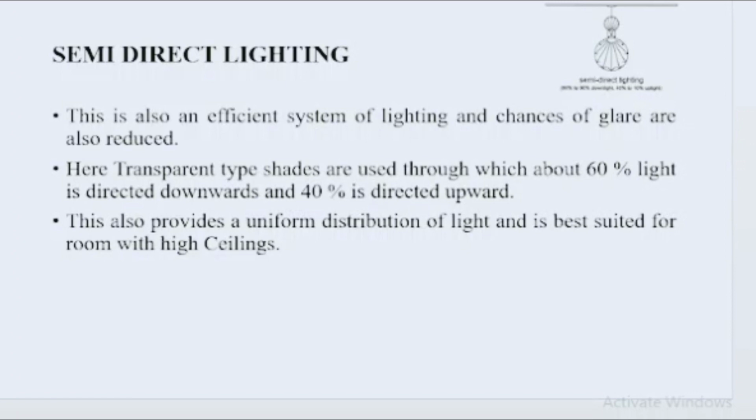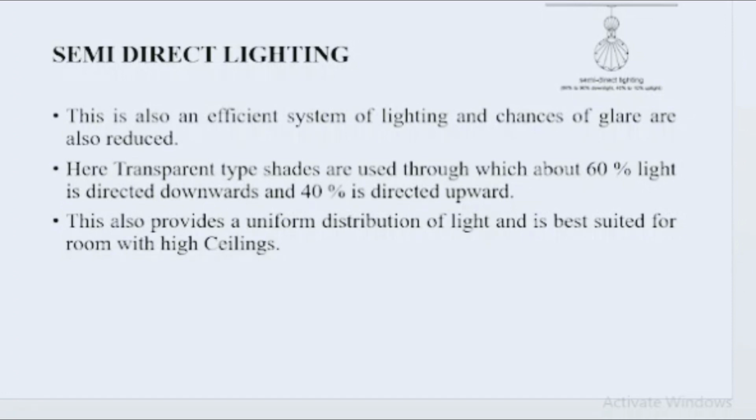So 60% of the light is directed downwards. In this way, in semi-direct, 60% will be directed downwards and 40% will be upwards. So this provides a uniform distribution of light and is best suited for rooms with high ceilings. We can place these kinds of lights where there are high ceilings, like in building construction, when they decide that the ceiling should be very high. At that time we can use semi-direct light.